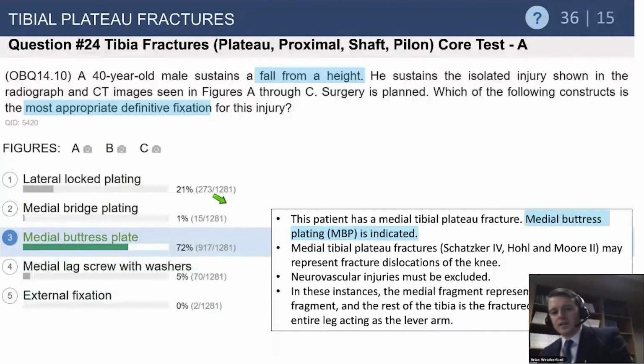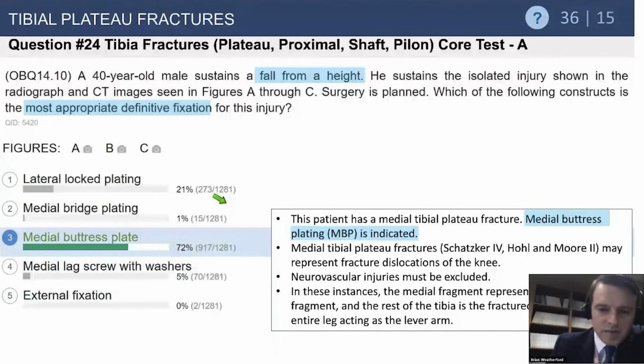Why is it indicated? This patient has an isolated medial fracture. If you went by the AO OTA classification, this will be a B type fracture, meaning it's partial articular. There's a classic saying, B equals buttress, okay? So a partial articular fracture requires buttress fixation. That way we can achieve an anatomic reduction and stable fixation.